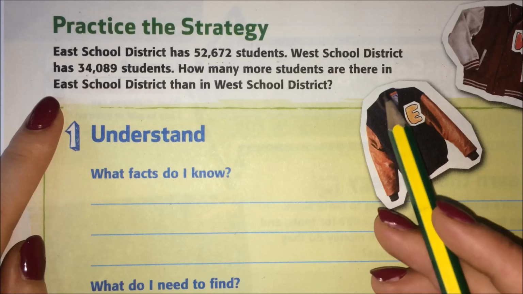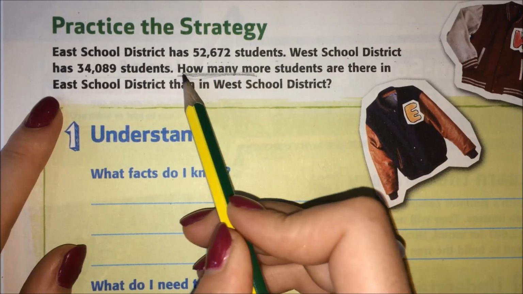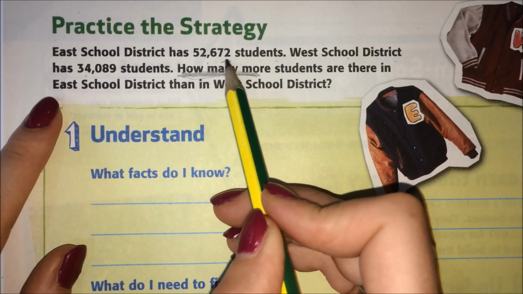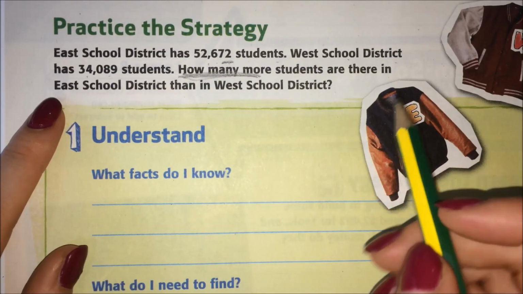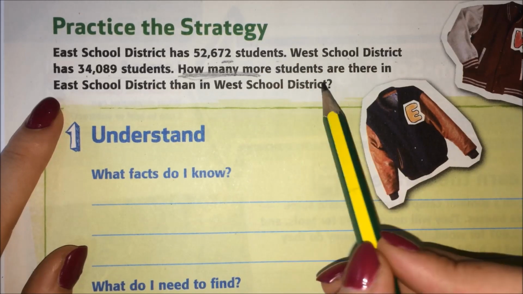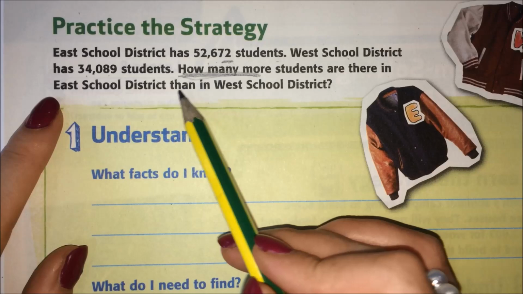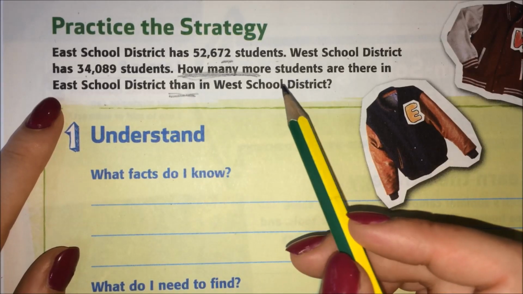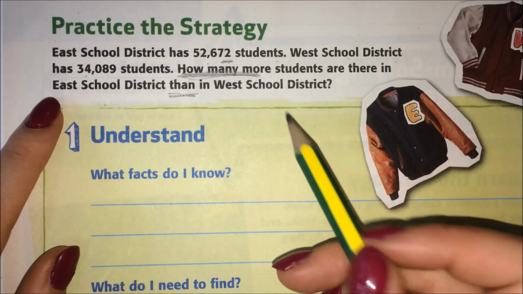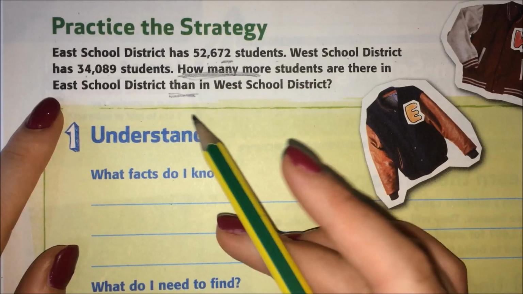Okay, so looking for keywords, I see how many more. Whenever I see how many more, I know it's going to be a subtraction problem. And it's also comparing. It says how many more students are there in this versus this. Okay, it says this than. That means it's comparing. So you are going to need to subtract. So how many more or this than that? Subtraction.